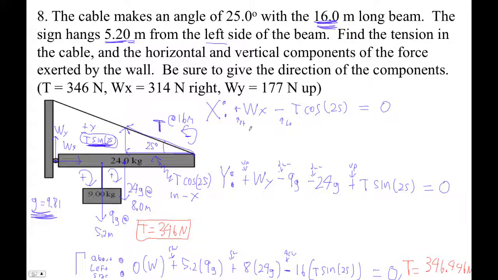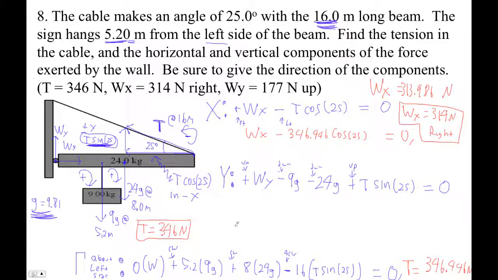Now I can plug this guy into here, so I can go wall in the x minus 346.446 cos 25 is 0. So now I can find the wall in the x direction. Okay, so times cos 25. And I get 313.986. There we go. So the wall in the x direction is 314 newtons, and it's to the right because it's pushing this out. The tension's pulling it in.